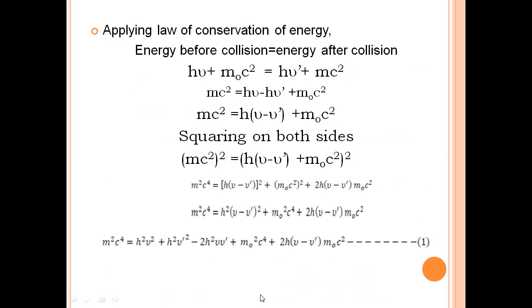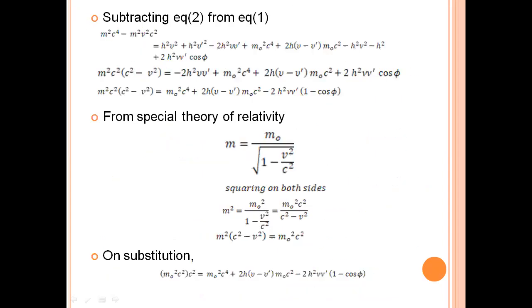There is another expression that we derived earlier, that is the equation from the law of conservation of energy. Now using these two final expressions, just subtract equation 2 from equation 1, and you'll get m square c square into c square minus v square is equal to m naught square c power 4 plus 2h into nu minus nu prime m naught c square minus 2h square nu nu prime into 1 minus cos phi.